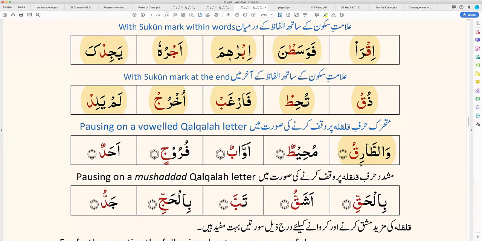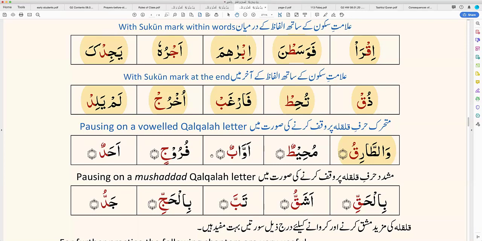We're now going to listen to how they will sound when we pause on a vowel qalqala letter. Now what that means is, see this ta here, it has dhammatain on it. It's a vowel letter, okay? When we're reading, when we pause on this letter, and we're going to pause on it because there's a waqf sign afterwards, there are rules which mean that this changes into a sukoon. Now we will revise waqf in another lesson, but for now just know that there are times when what your eyes are showing you is vowels, but you're actually going to read sukoon.